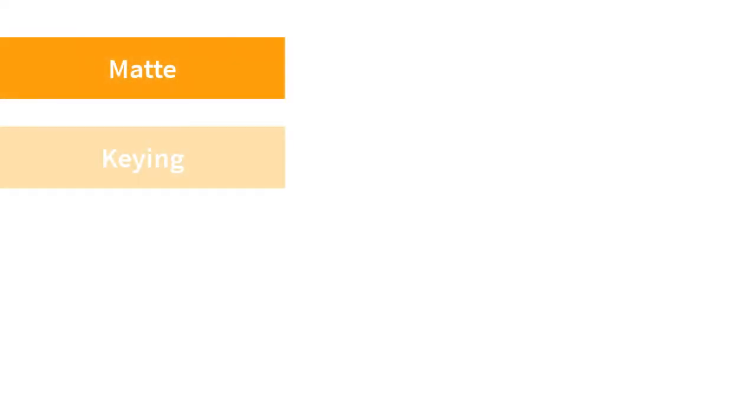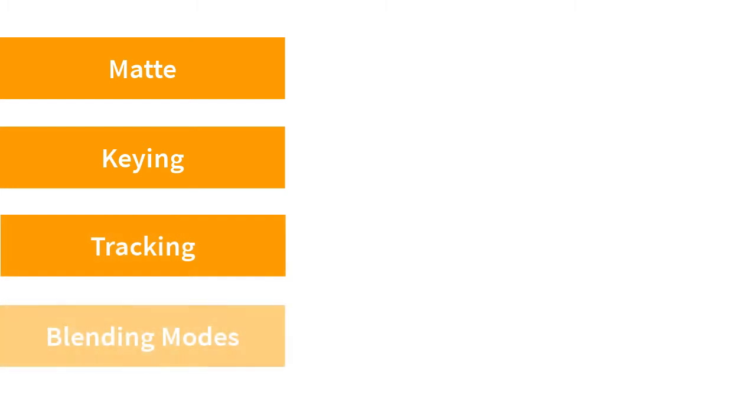Here, we're going to take a look at an overview of some of the key concepts and terminology associated with compositing and how they fit within the realm of our class. So compositing is a huge topic. There are four key elements that we want to discuss here. And the four key elements we want to explore more are number one, mattes, keying, tracking, and blending modes.